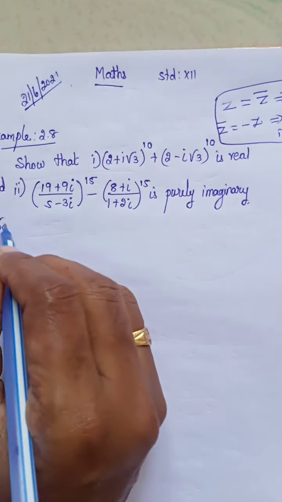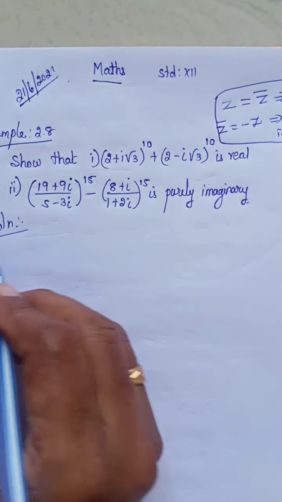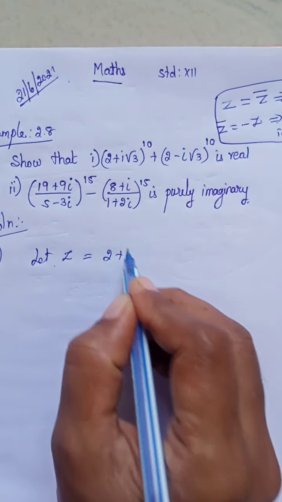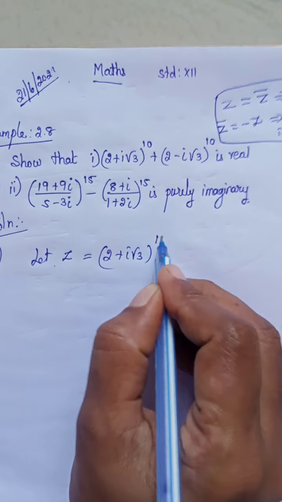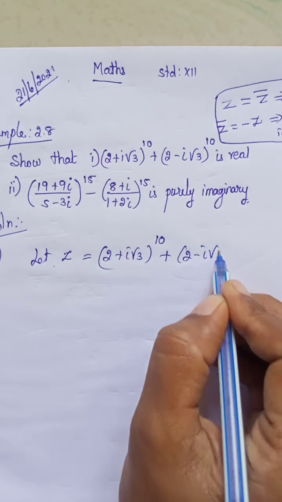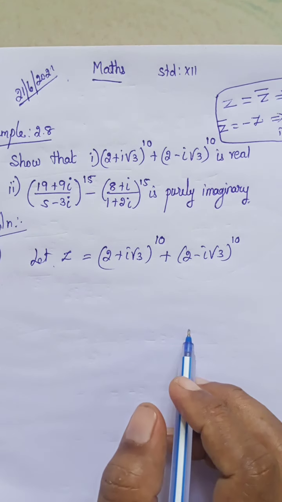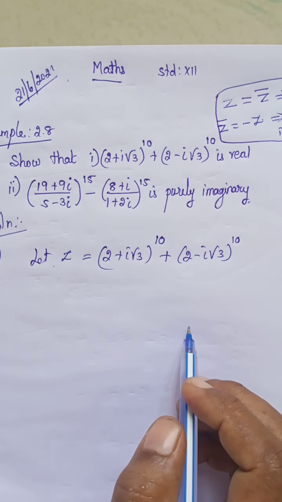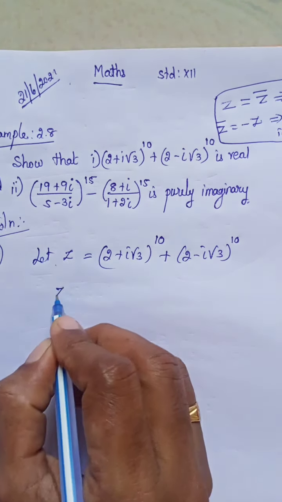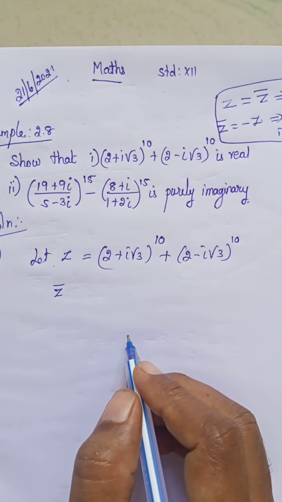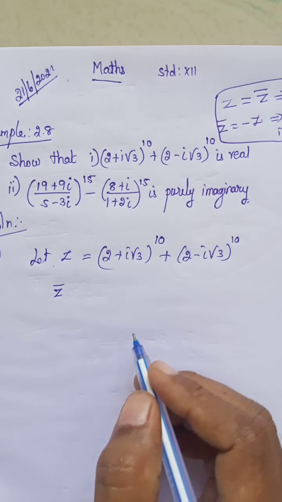I am going to take the first one as: let Z equal to (2 plus i root 3) the whole power 10 plus (2 minus i root 3) the whole power 10. We have to prove this is a real number. If Z bar is equal to Z, we can say Z is real. If Z bar equal to minus Z, we can say that it is purely imaginary. So shall we find out Z bar?